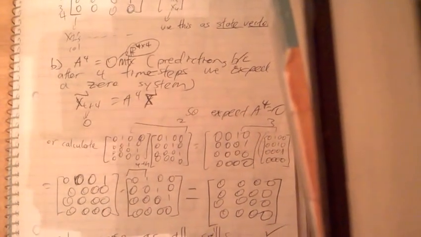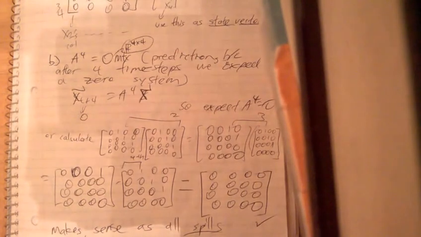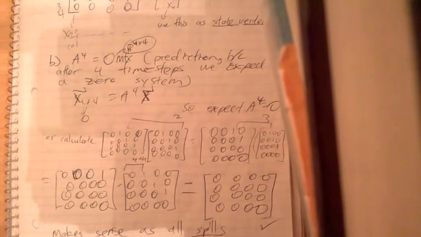So this is what nilpotent means, right? It means for some finite n, as long as some finite n exists, A to the n is equal to 0, the 0 matrix. And this makes sense because everything spills out.